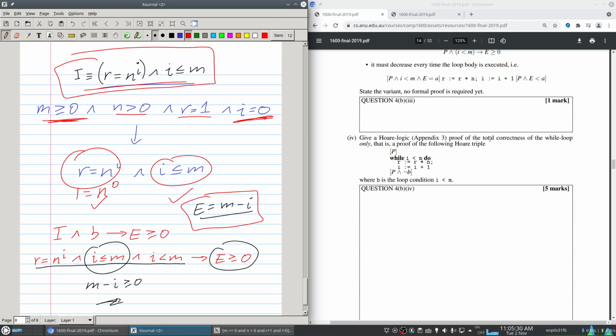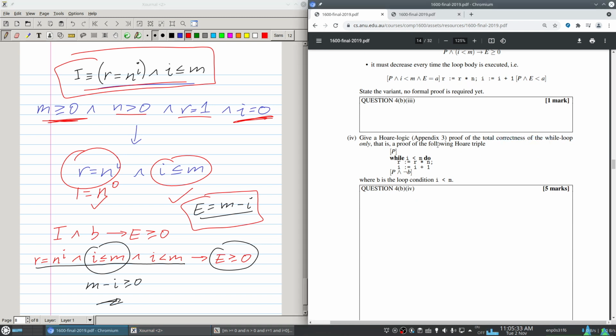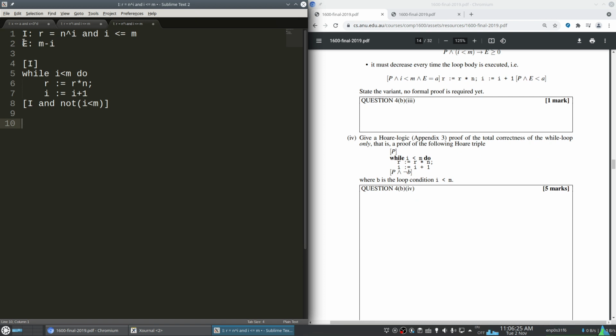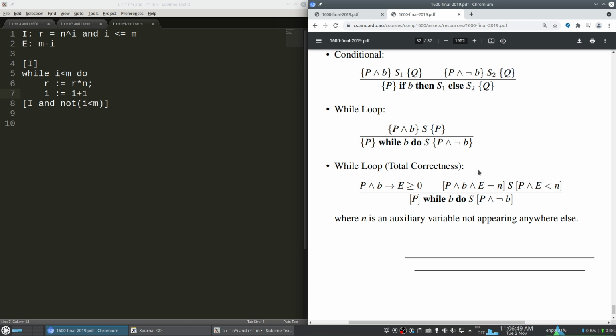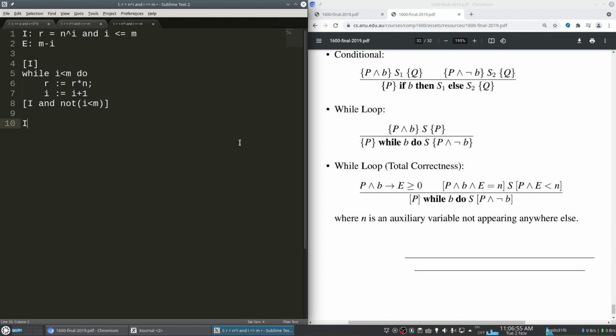Give a whole logic proof of the following total correctness while loop only. So I've got my invariant I, I've got my variant E. This is the statement that I now have to prove. So how am I going to do that? If we jump to the while loop total correctness on the rules sheet, I really have 2 statements I need to prove. I need to prove I and B implies the variant is greater than or equal to 0, which we just demonstrated before on paper. So we know that part's true. m take i is positive, so that was easy by math.